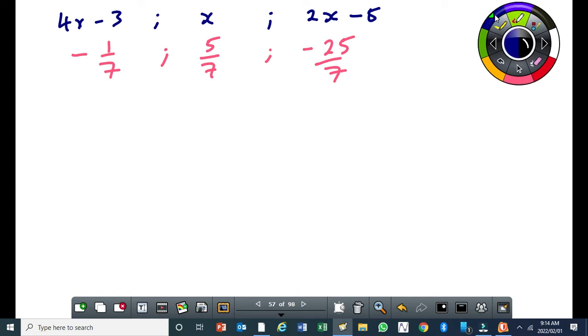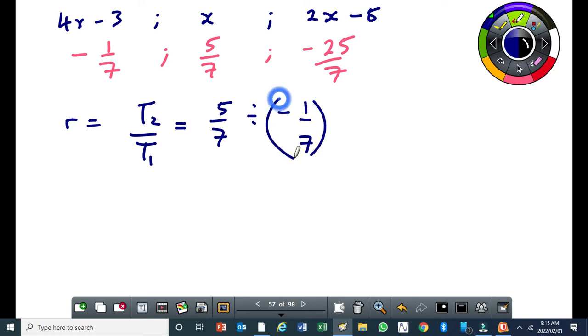Alright. So this is a geometric sequence. If I want to find its general term, I need to know what is its common ratio. So I'll say R is equal to T2 over T1. So that will be 5 over 7 divided by minus 1 over 7, and this is the same as 5 over 7 times minus 7 over 1. So the answer will be negative 5.